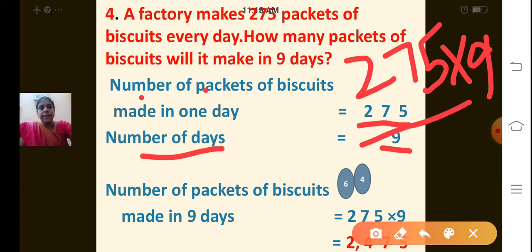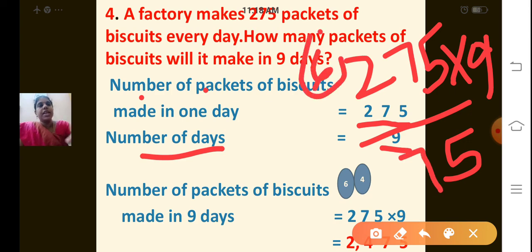So, first take 9 and multiply. 9 5s are 45, so 4 will be carried over. 9 7s are, what is the answer? 63. 63 plus 4 is 67, so 7, and 6 will be carried over. Now, 9 2s are 18, plus 6 is 24.